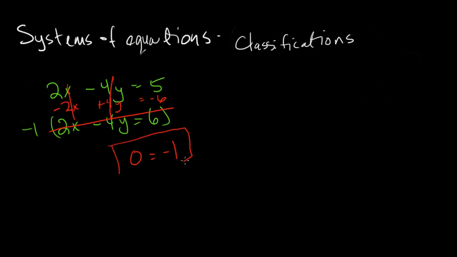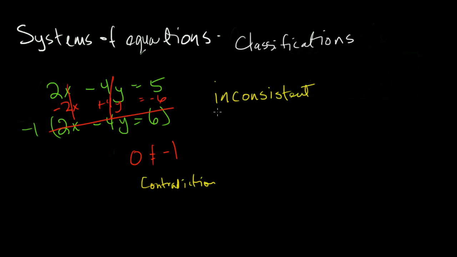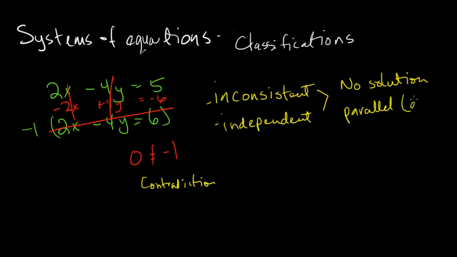Well, look at that. That is not a very good solution because 0 does not in fact equal negative 1. So what we say about this system of equations, because it gives us a contradiction, is that this system is inconsistent. It is inconsistent, and because they are different lines still, it is independent. So inconsistent and independent means no solution, parallel lines. By definition, parallel lines are different lines.